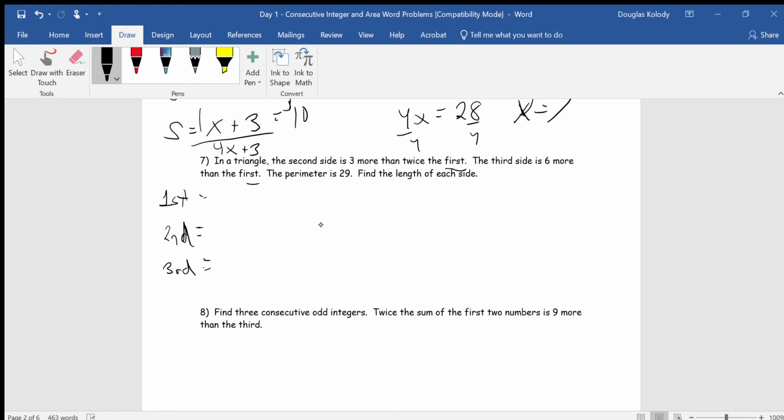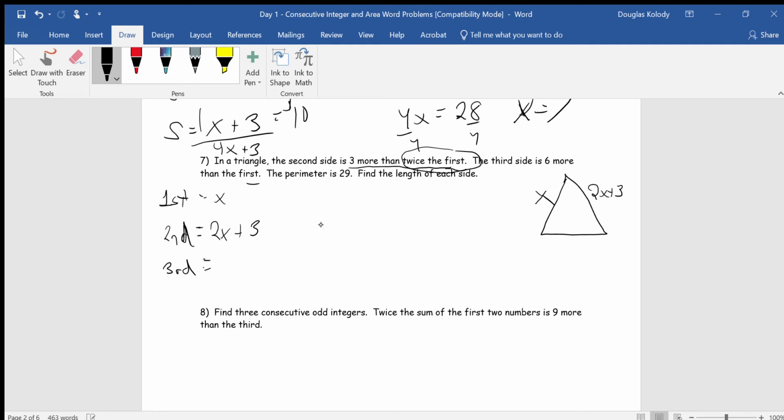So the first side of the triangle can be x. And let me draw a triangle right here. I'll call it x. The second side is 3 more than twice the first. So first off, twice the first. If the first is x, then twice the first is 2x. 3 more than that would be plus 3. So 2x plus 3. Again, this triangle is not to scale.